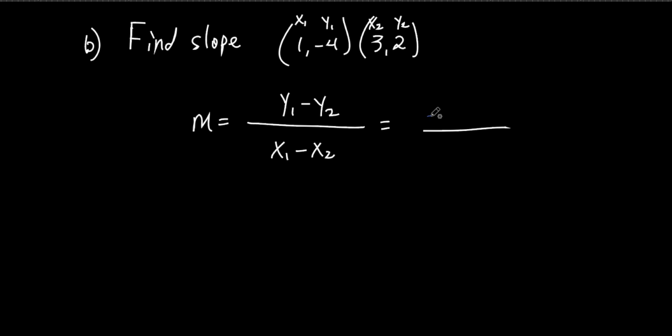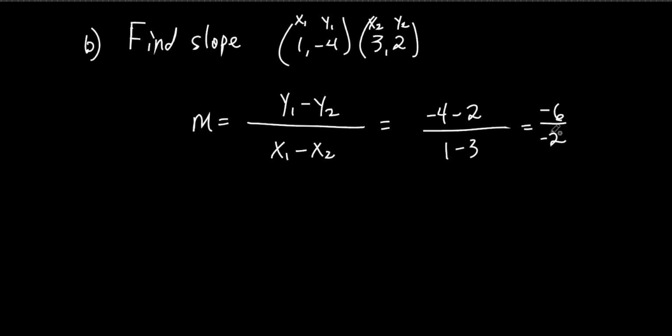So what would that be? Negative 4 minus 2. Okay, everybody see that? I took the first y, the second y, and I subtracted them in that order. I went the first one minus the second one. What about the x's? How am I going to subtract those? 1 minus 3. And now I just work it out. What's that? Negative 6. What's that? Negative 2. Do I leave it like this, though?